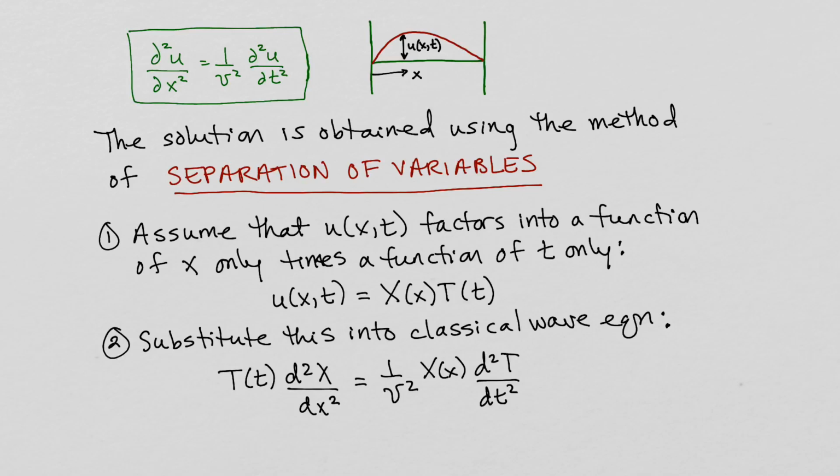So for our separation of variables, the first step that we want to do is to assume that our function u of x of t factors into a function of x only times a function of t only. So that is now represented by this equation here, where we have a big X of x and a big T of t. Then we're going to just substitute that new expression back into our classical wave equation up here. And when we do that, we end up with this following equation here.